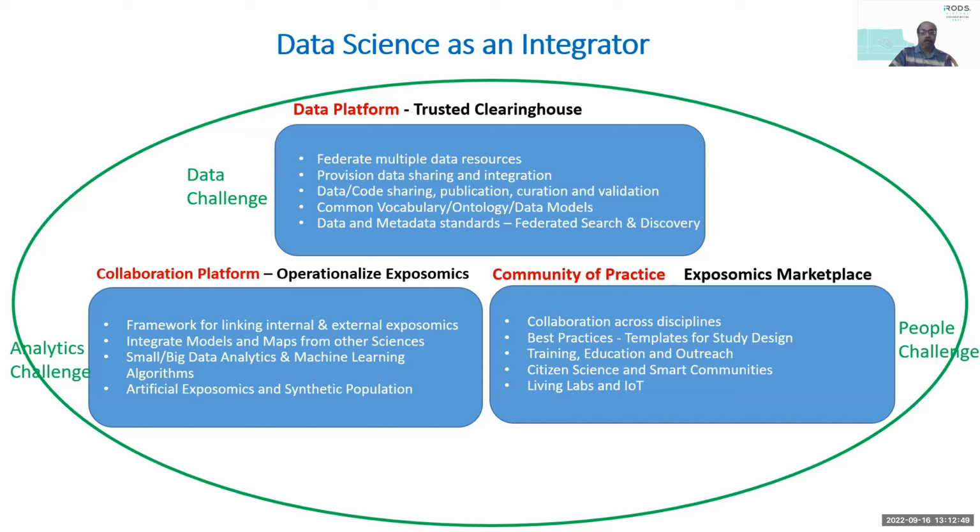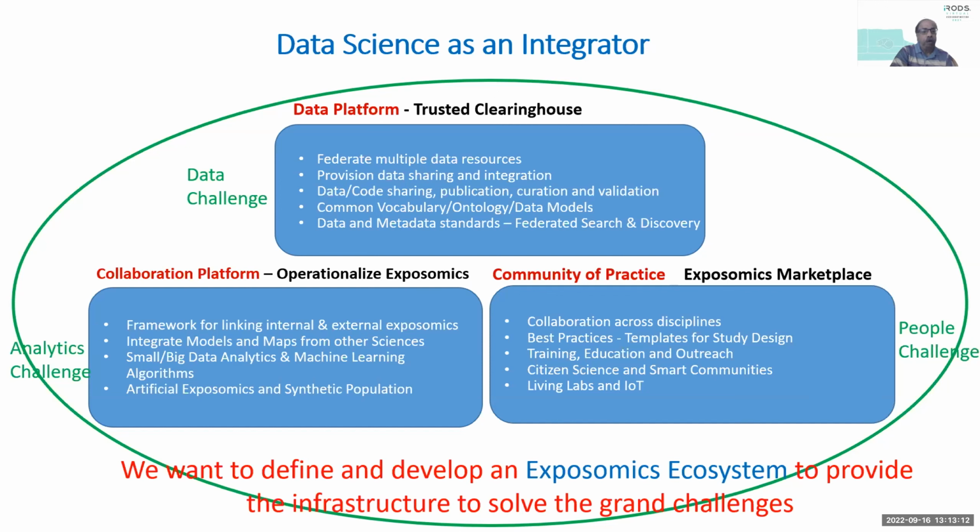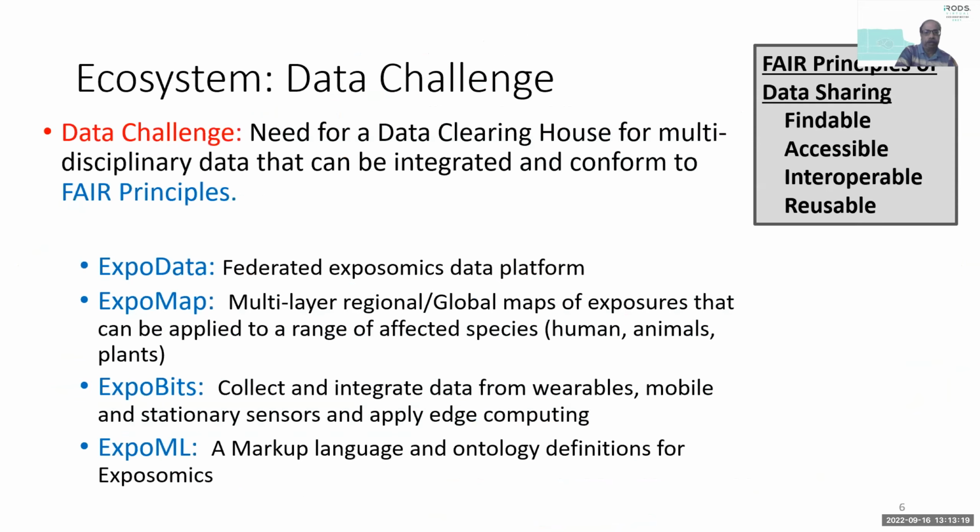And one of the items where a community of practice will be very useful is where we can use citizen scientists and smart communities. Not only as a place where we can apply exposomics and study the concept of exposomics in a larger community, but also to make them part of the experiments which we are performing. So we want to define and develop an exposomic ecosystem to provide the needed infrastructure to solve such a grand challenge. So let's look at each of these different challenges which we need to address.